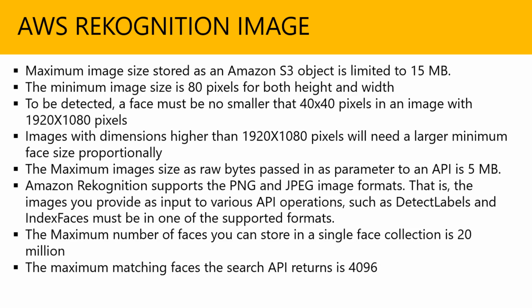Second, the minimum image size is 80 pixels for both height and width. So if you're trying to upload to the S3 bucket a size smaller than 80 pixels in terms of height and width, it's not going to work with AWS Rekognition. And of course, if you use PyCharm and Python to actually bring the attributes or detect face or label detection and whatnot, it's not going to work with these small images.